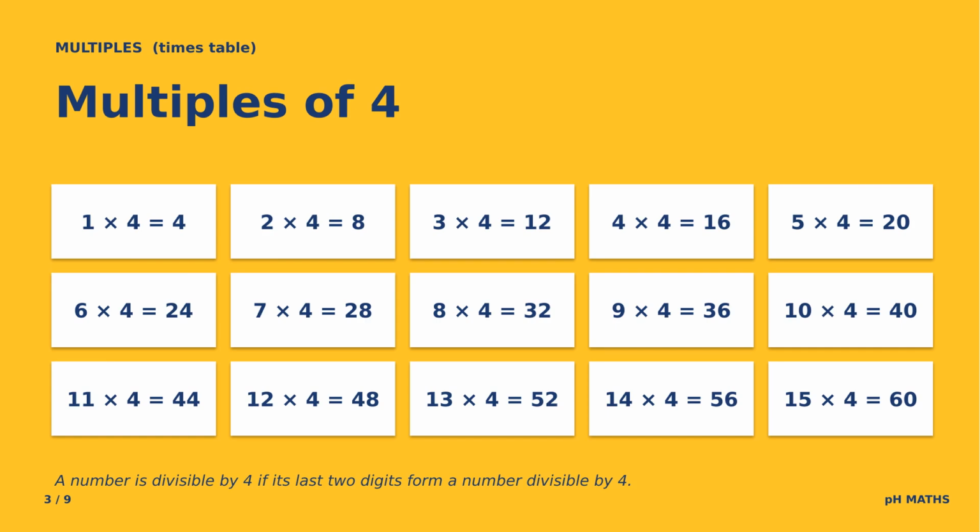And the divisibility test for 4 is clean. Look only at the last 2 digits of any number. If those 2 digits form a number divisible by 4, the whole thing is. 324: 24 divides by 4, so 324 does too.